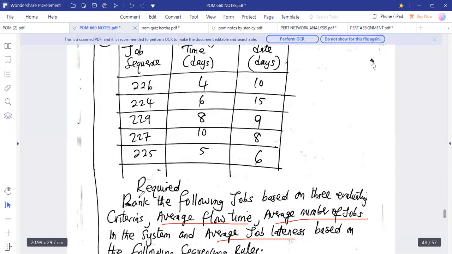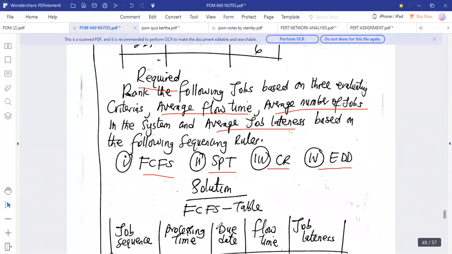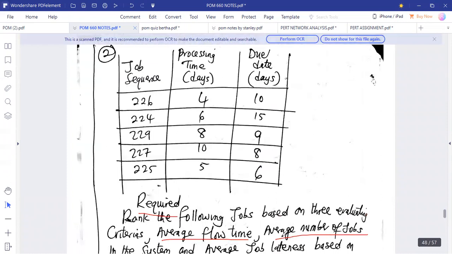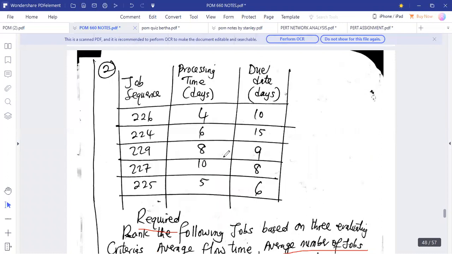Now, as we look at the required, we are ranking the jobs based on the three criteria, the average flow time, the average number of jobs in the system, and the average job lateness. So here, regardless of the sequencing rule, we are looking at four columns. So here we should extend this table now as we're looking at the solution. So the way it is, don't tamper with the table based on the first come, first served, let it be the way it is.